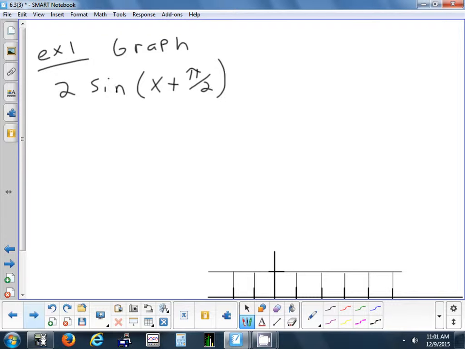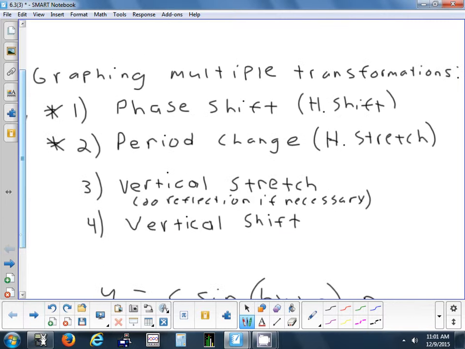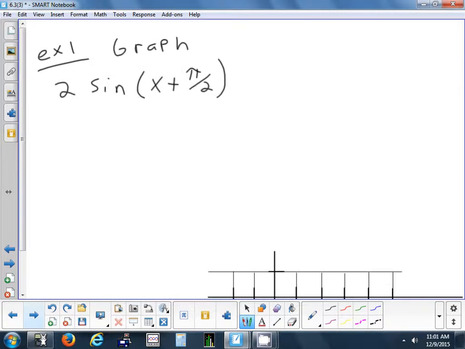Because the pi over 2 affects the x, but the 2 affects the y. You're doing one transformation to x and one transformation to y, so they are separate. It's not like you're doing two things to x and you've got to be careful which one you do first. So this order really comes into play when you have both 1 and 2 in the same problem or 3 and 4 in the same problem. In this case, we'll follow the order just to get used to it.